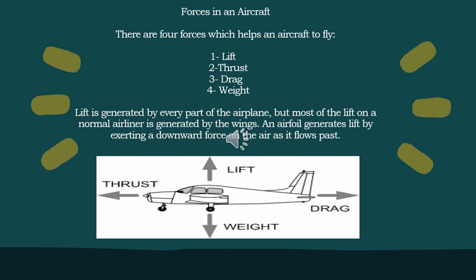Lift is generated by the airplane wings, and wings are shaped to make air move faster over the top of the wing. When air moves faster, the pressure of the air decreases, so the pressure on the top of the wing is less than the pressure on the bottom of the wing. This pressure difference creates the force on the wing that produces lift, and it lifts the wing up into the air.